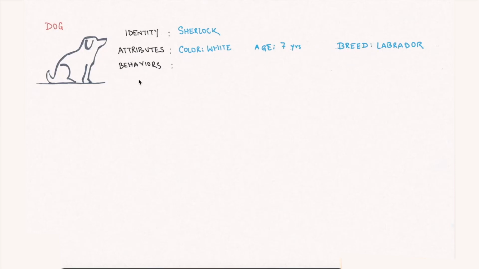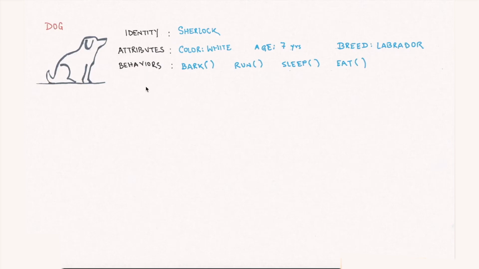Now, we can think of its behaviors. What can the dog do? The dog can bark, so Sherlock can bark. The dog can run, the dog can sleep, the dog can eat, and so on. The different kinds of behaviors that the dog can have. Now, why are we putting brackets or parentheses after the behaviors? We'll understand it when we understand methods. But for now, let's just have it there. Now, this was an example of a dog. The dog had an identity named Sherlock. It had a few attributes, and it had some behaviors.